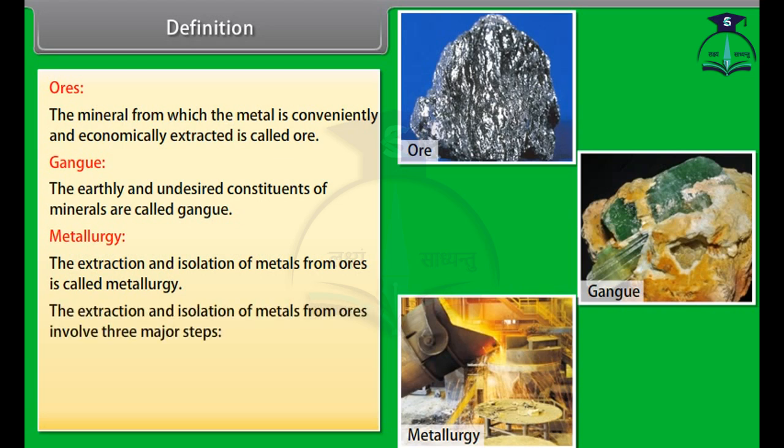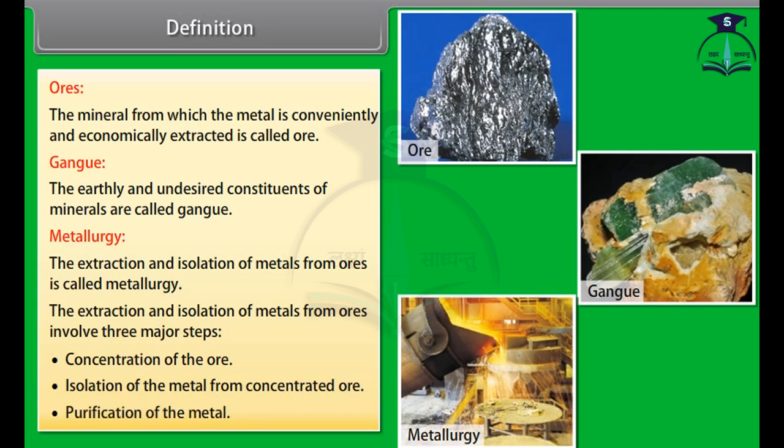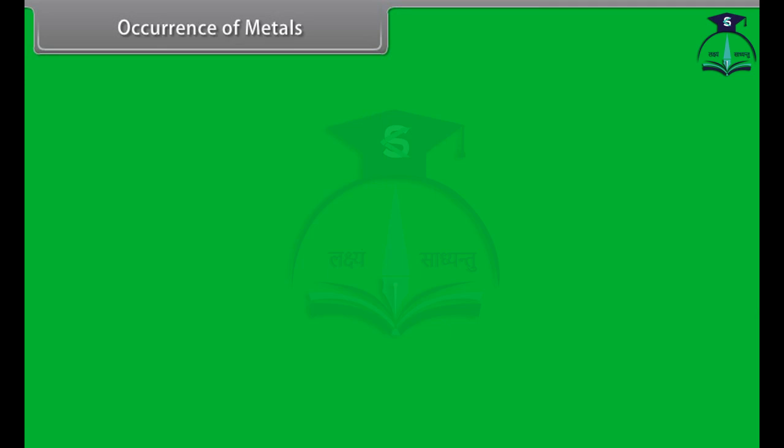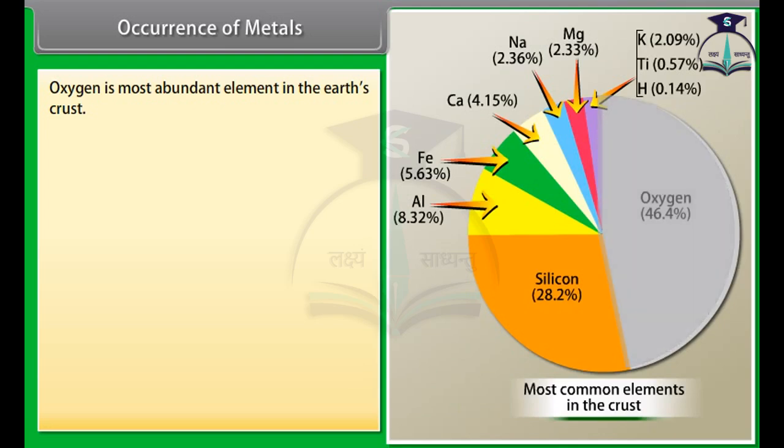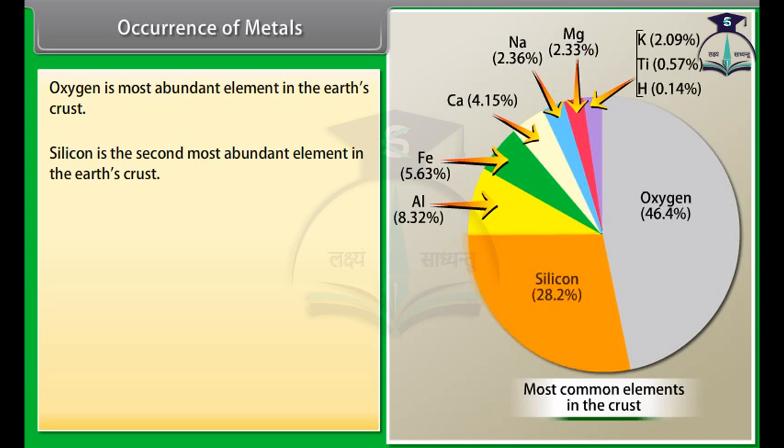The extraction and isolation of metals from ores involves three major steps: concentration of the ore, isolation of the metal from concentrated ore, and purification of the metal. Occurrence of metals. Oxygen is most abundant element in the Earth's crust. Silicon is the second most abundant element in the Earth's crust.